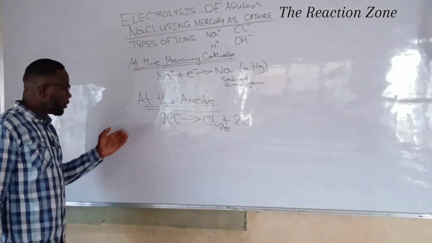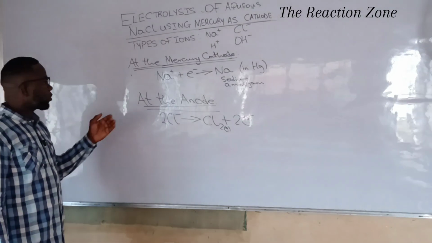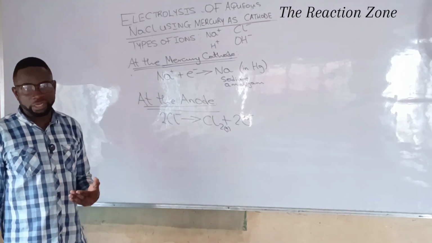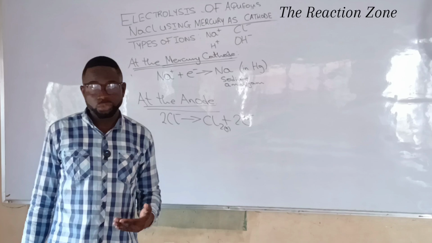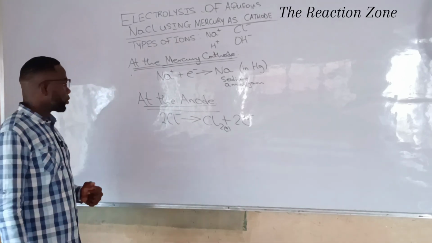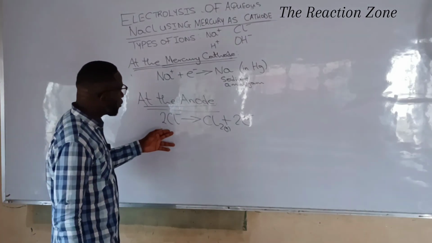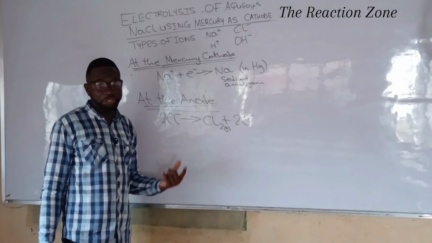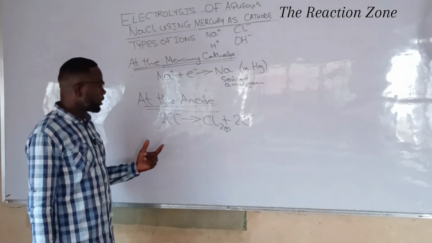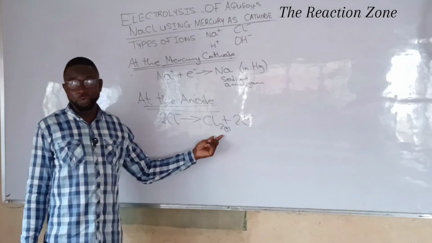Now, at the anode, chloride ions will be discharged in preference to hydroxide ions. So it means that chloride ions will undergo oxidation by losing electrons to form chlorine gas.